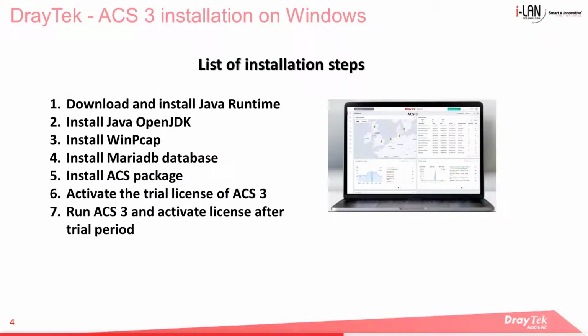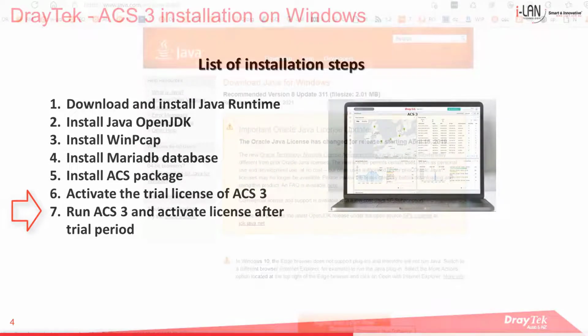Here we have a list of steps that we will follow for the ACS3 installation. We will start with installing Java runtime and then open JDK, followed by WinPcap for internal Wireshark facility and the MariaDB free database before running the ACS3 package itself. It may take anything between 5 to 15 minutes depending on the capacity of your computer. We will then activate the trial license for my Vigor website and finally show you how to add a paid license after your 30 days trial.